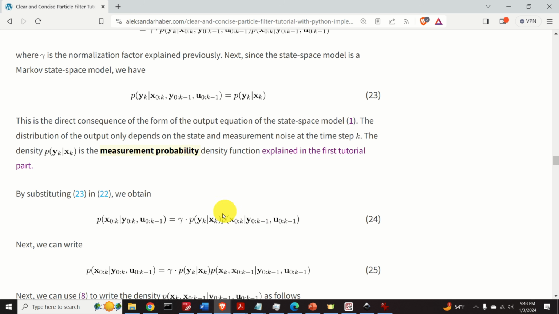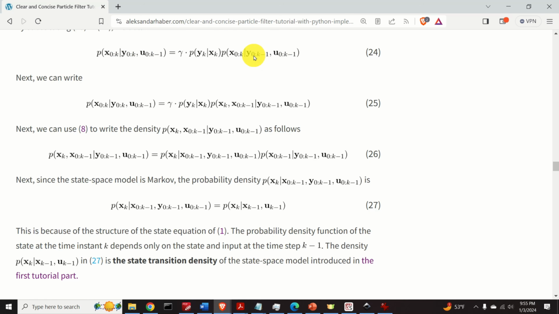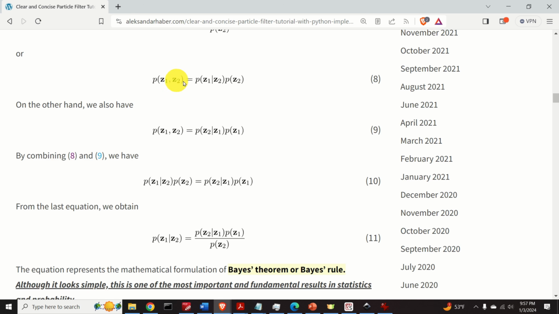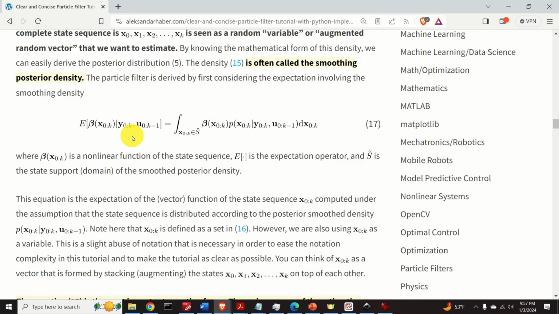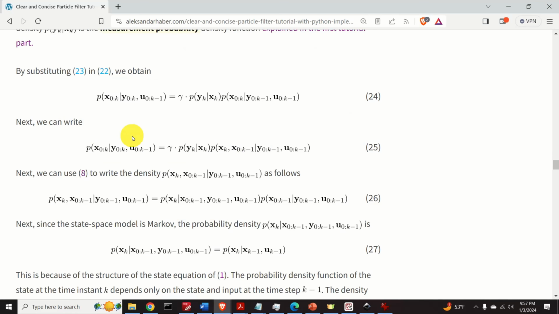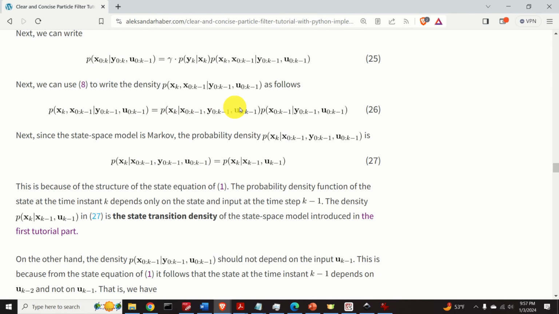Next, let's transform this density. The idea over here is to write this density like this. How did I obtain this form? Well, I took this state sequence and I separated it into two parts. The first part is the state at the time instant k, and the second part is the state sequence starting from 0 and ending at k minus 1. Next, we can write this density like this. How did we obtain this form? Well, we use the simple probability rule. As the result, we obtained this form over here.